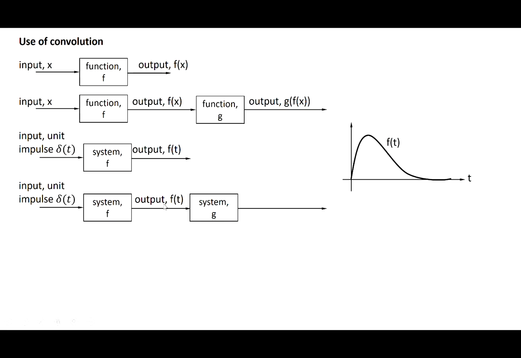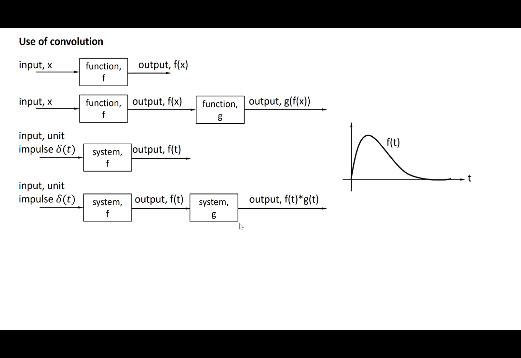Now, what would be the output? No, it will not be g of f of t. In some systems, what you get as an output is, believe it or not, f of t convolved with g of t. That same convolution that we are talking about. And in control systems, this is the kind of stuff that you will constantly be seeing.